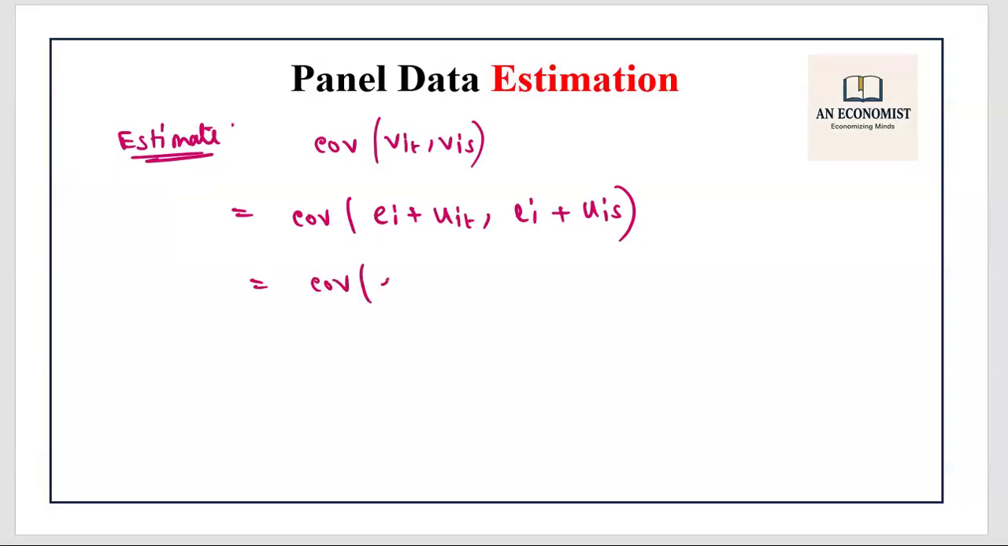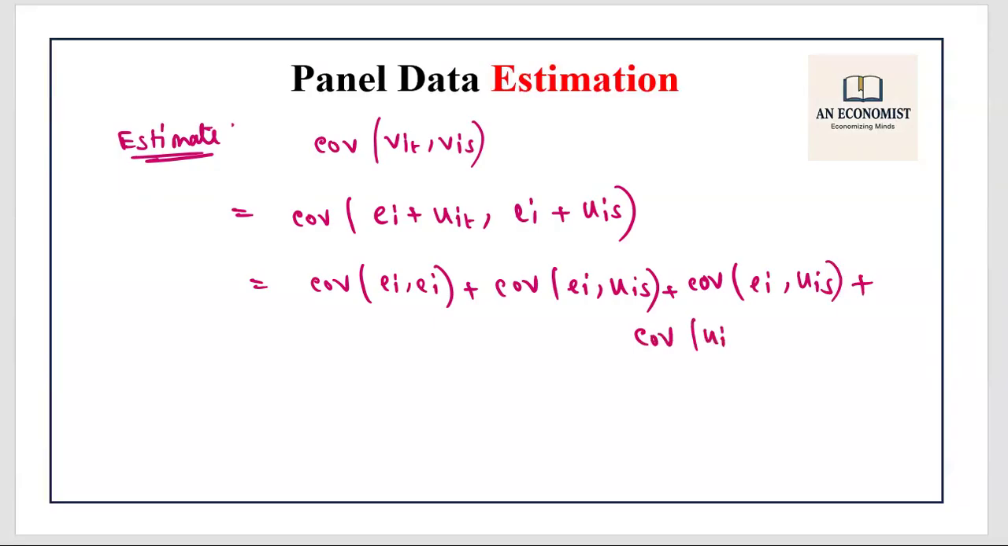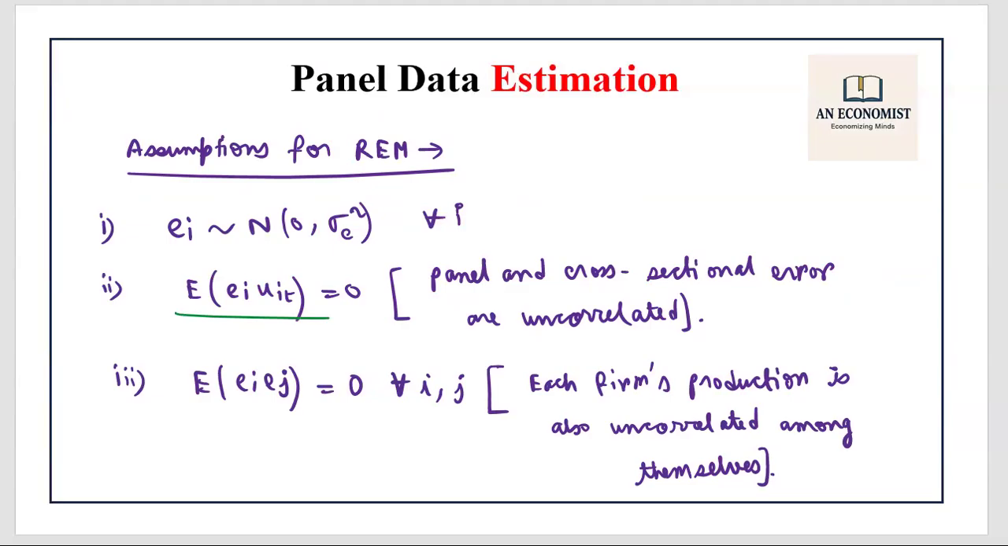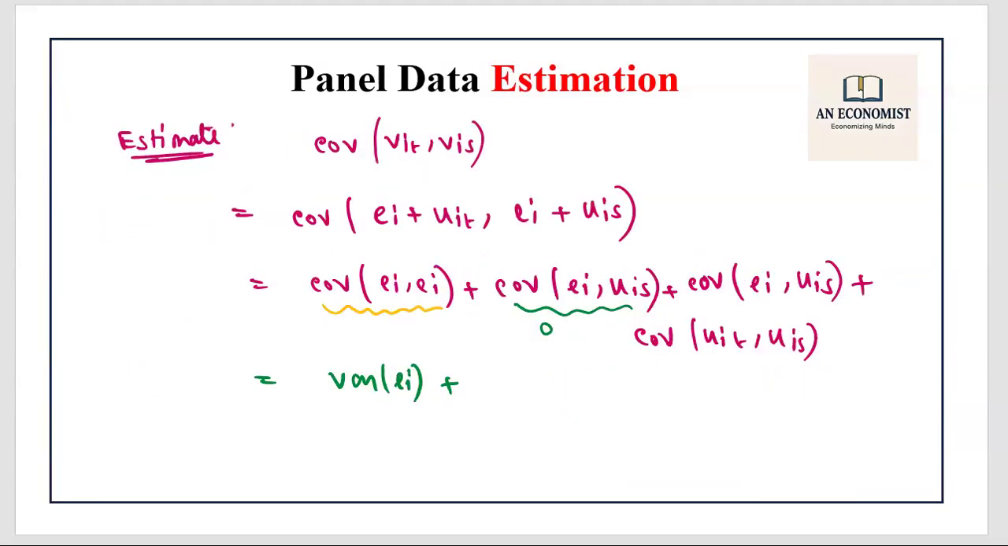So if you find out the covariance, it will be the covariance of e_i and e_i, plus covariance of e_i and u_is, plus covariance of e_i and u_it, plus covariance of u_it and u_is, right? Now, can you individually say what each of these will be? This first one will be simply the variance of e_i. Now, what will this be? By our assumption, this will be 0. Let me go back to the assumption that we have made. See, u_it and e_i are uncorrelated with each other. So by that logic, this term will be 0. Similarly, this term will also be 0, and similarly, this term will also be 0.